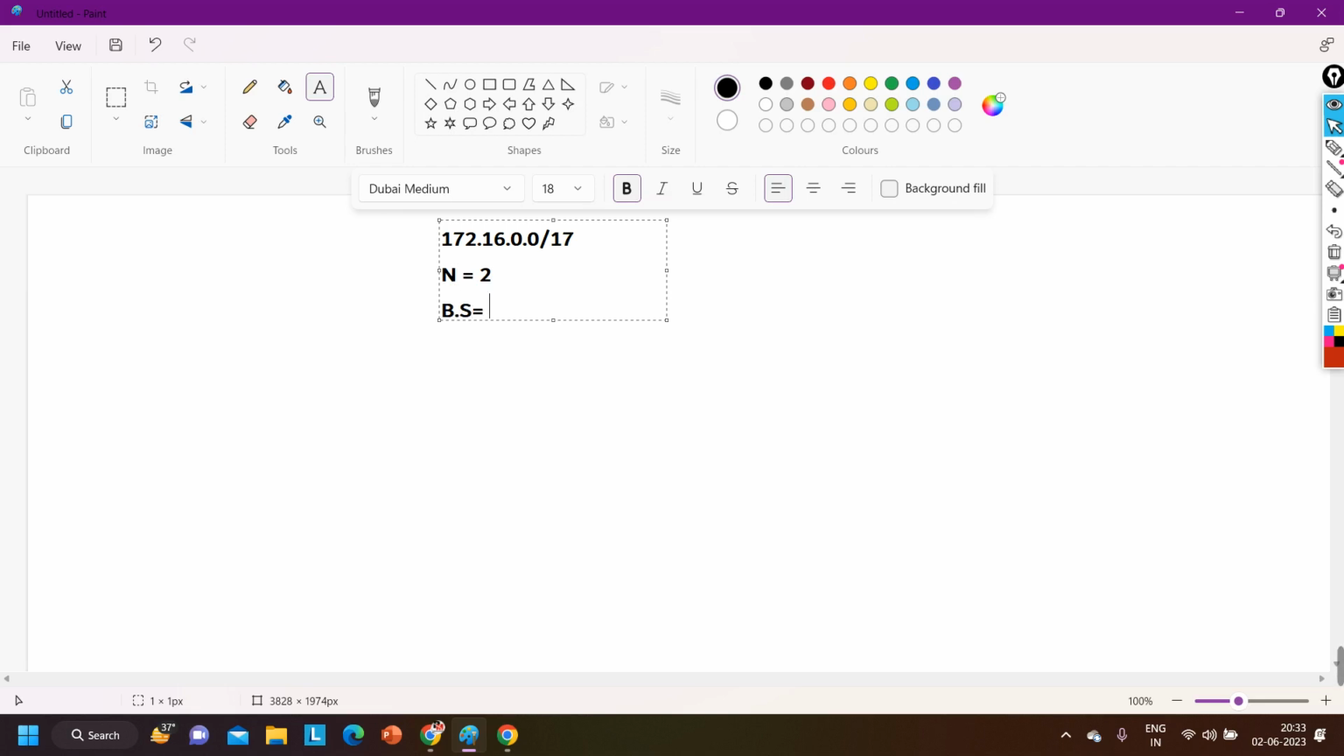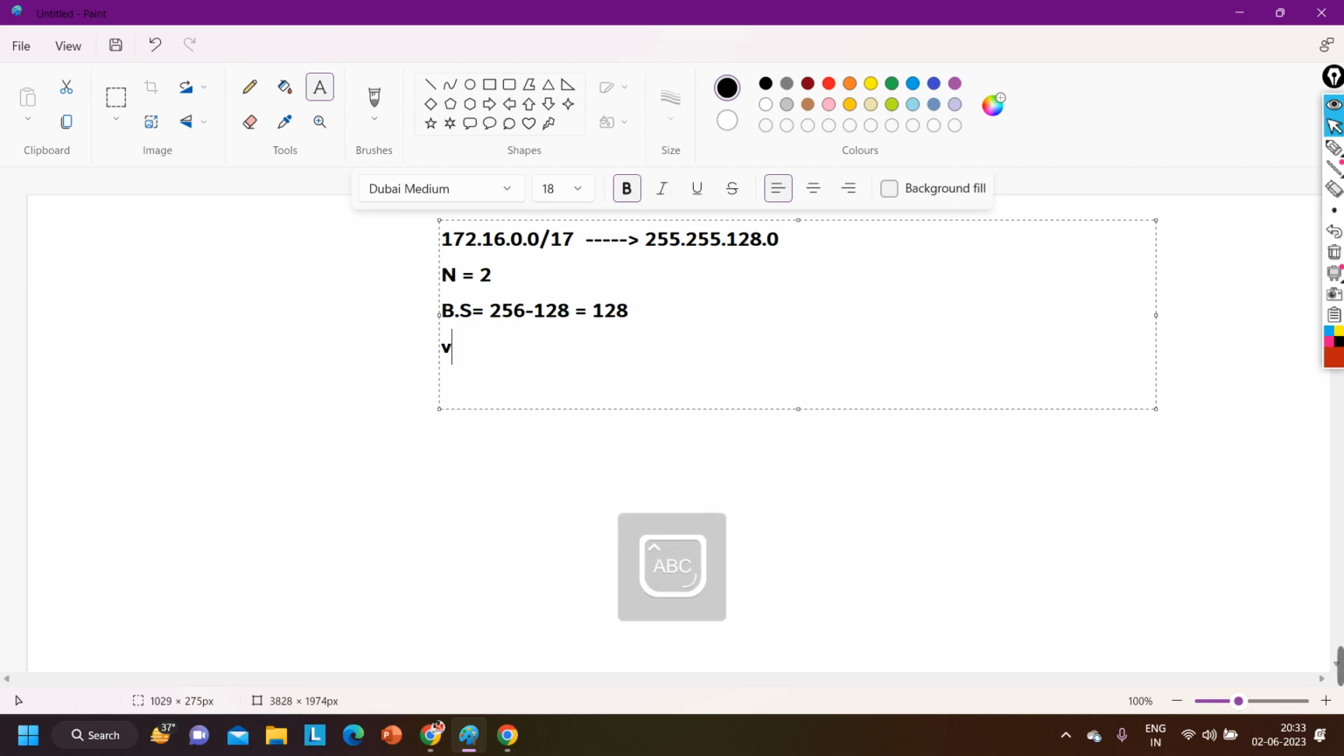128. 256 minus 128 is 128. That's the block size. Yes or no? Yes, sir. Yes, because the subnet mask of /17 is 255.255.128.0. Okay, so it will be 128.